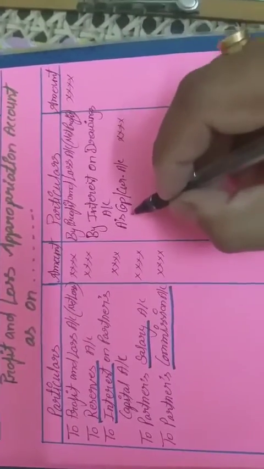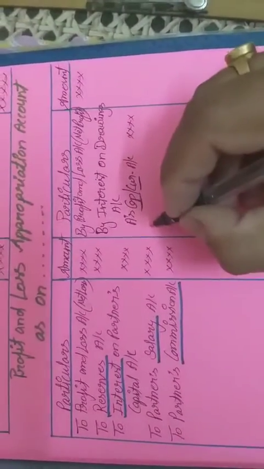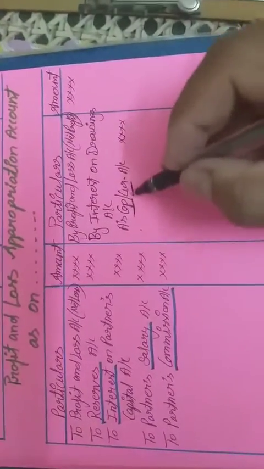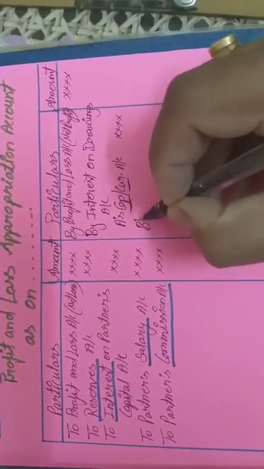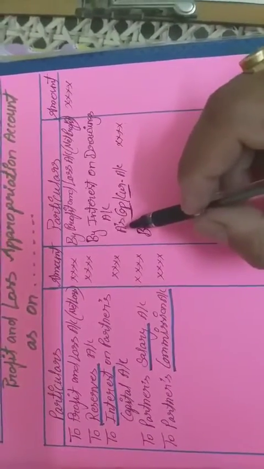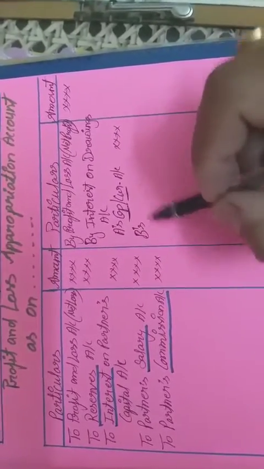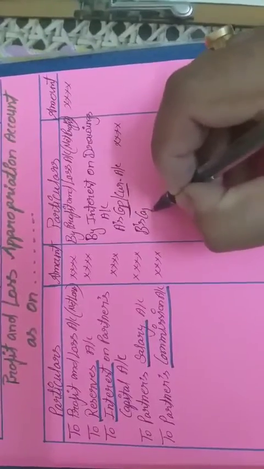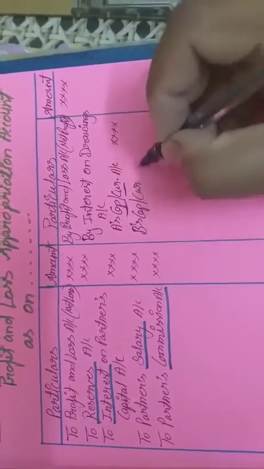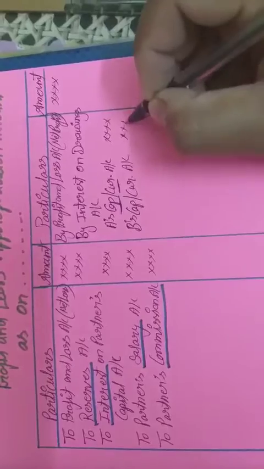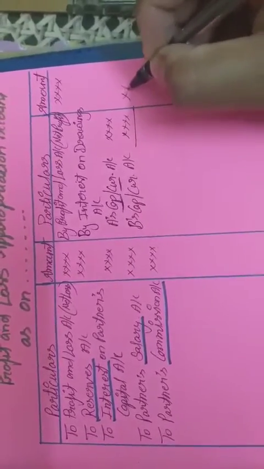Capital or current account, any one of them, according to the method of capital account. We will discuss these two concepts later, but here we have to understand that the interest is transferred to A's capital or current account. Similarly, B's capital or current account. Whatever the total amount is, we will write it on this side.